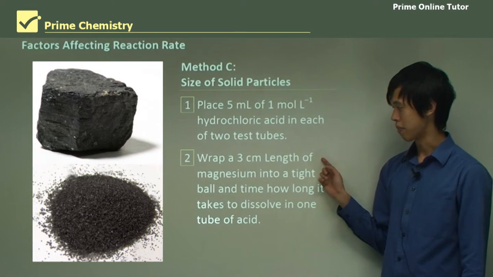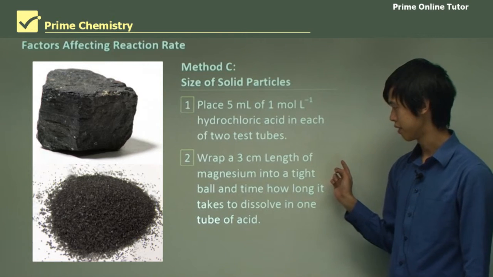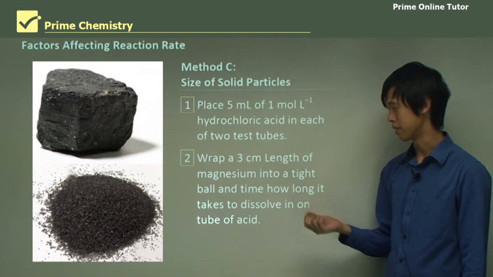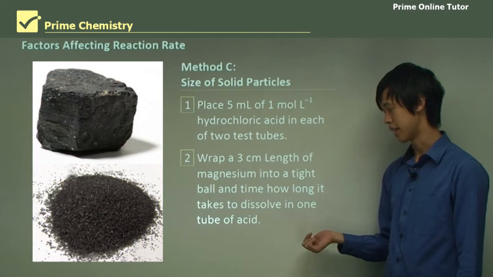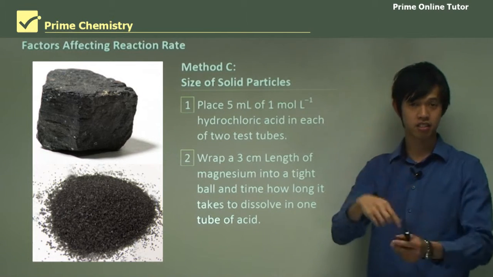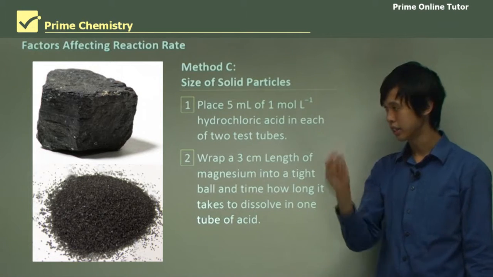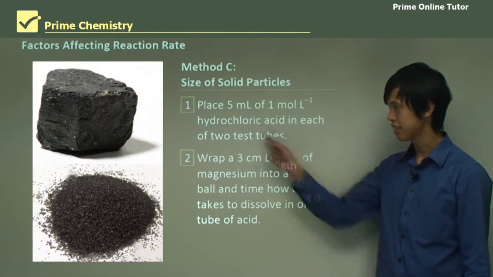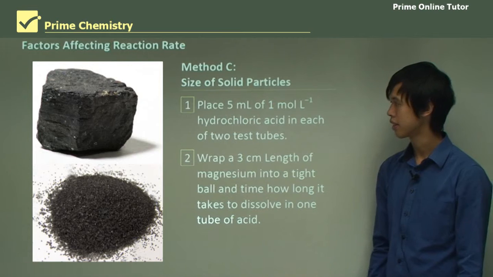Then wrap a 3 centimeter length of magnesium into a tight ball and time how long it takes to dissolve in 1 tube of acid. So in this case, we're not putting it in as a strip. We're going to put it into a little ball and dump it in the acid, sort of like this shape.